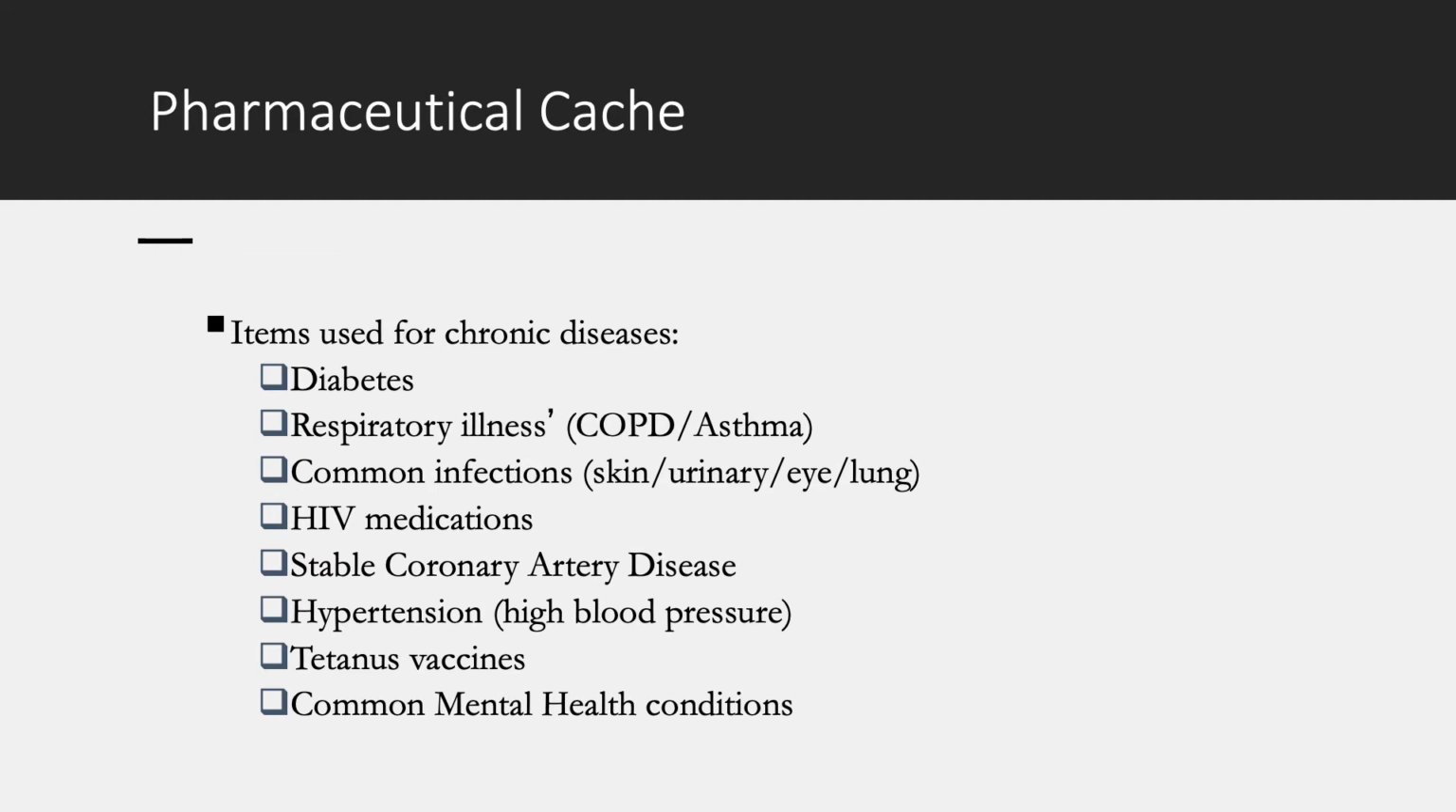And one of the things that you always want to make sure you have plenty of and you're able to care for in a disaster are the people that have chronic diseases and still need care. Diabetes, COPD and asthma, common infections, HIV medications, people with heart disease or hypertension. You always want to have tetanus vaccines and other vaccines people might have. The last thing you want is a measles outbreak in a shelter facility or in one of the mass migration facilities. And then you want to be prepared to provide mental health care.